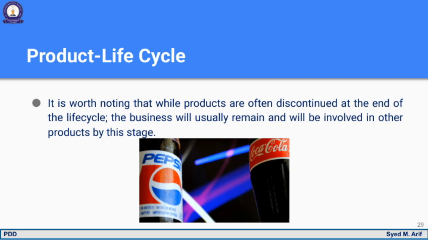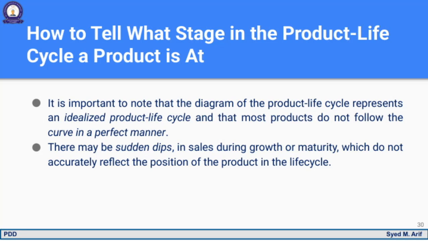This highlights an important concept in the product life cycle. Discontinuing a product is a natural part of the process, but the business's ongoing involvement is what really drives growth and innovation. It's important to note that the diagram of the product life cycle we see here is an idealized representation. In reality, most products don't follow this perfect curve exactly. There can be sudden dips in sales during the growth or maturity stages, which might not accurately reflect the true position of the product within its life cycle.